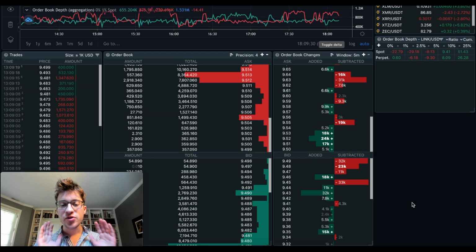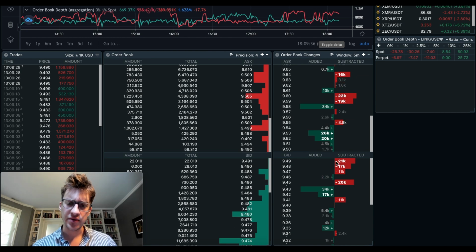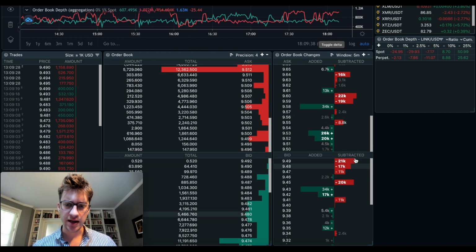So that's one thing. This I found to be just very, very helpful. And the reason I say sell at 9.5 is this looks very bearish to me. We don't want to buy anymore.